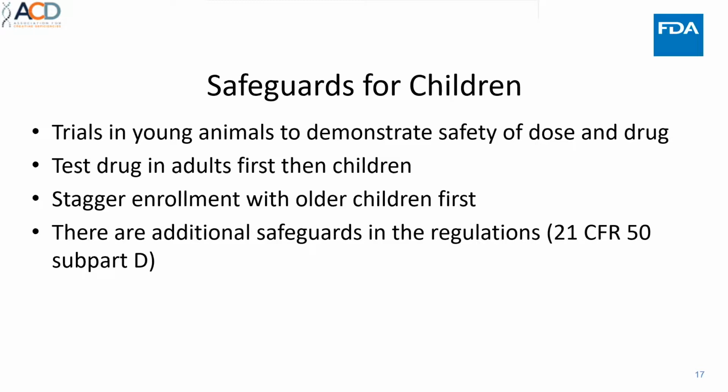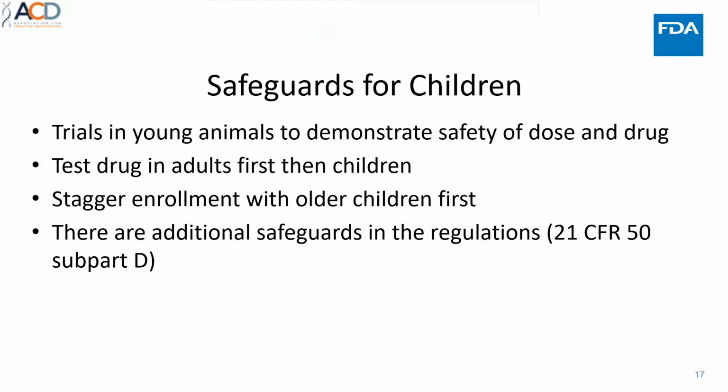We can also use some of the data from the adults. We generally test drugs in adults first and then children. So usually we know that it's safe in adults before we allow children to have it, if that is appropriate. And there's some diseases where that may not be possible. We stagger enrollment. So oftentimes the older children, the 16 and 17-year-olds, will be getting the drug before the younger children. So we'll get some data about dosing and safety from those children.